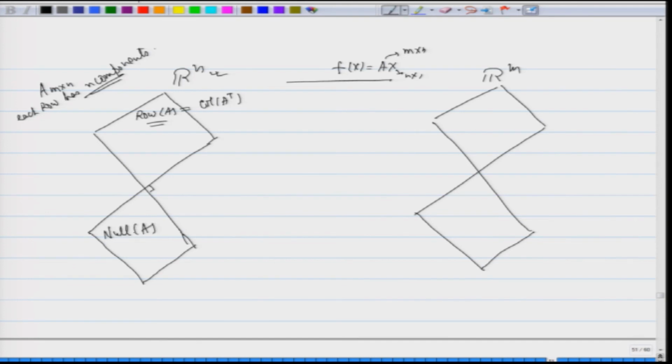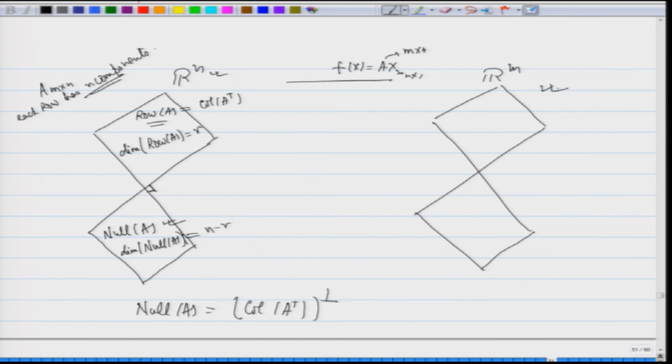Let me write the theorem statement again so that there is clarity: the null space of A was equal to the column space of A transpose whole perp. The row space of A was this, and the dimension of the row space of A was R. You have the null space, which is perpendicular here, and the dimension of the null space of A is n minus R.